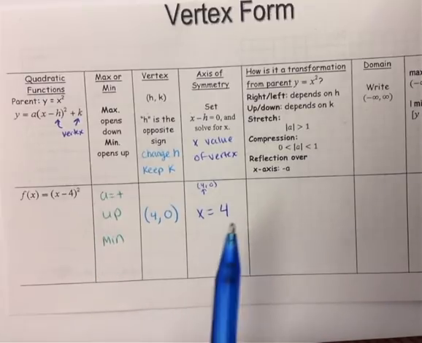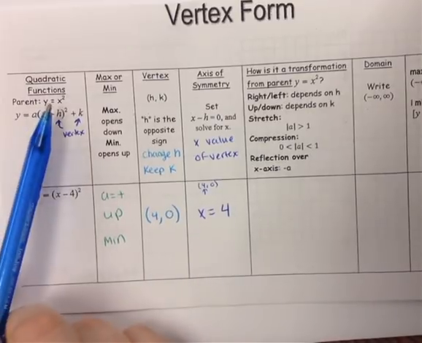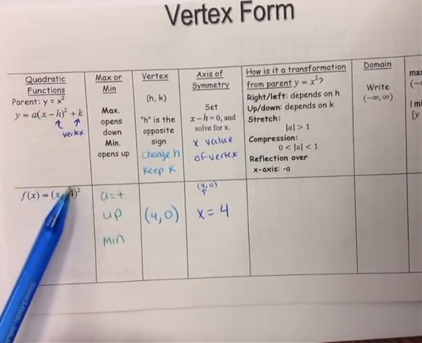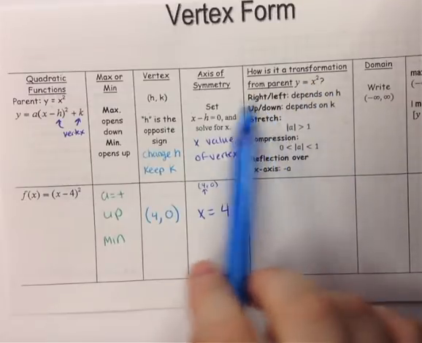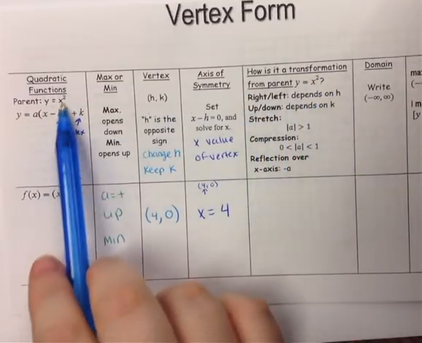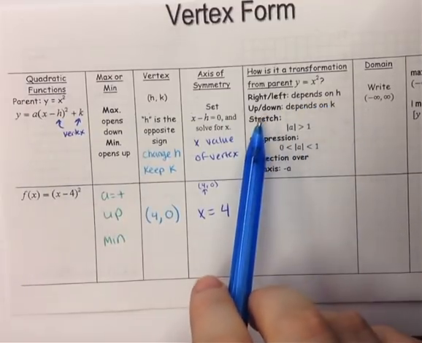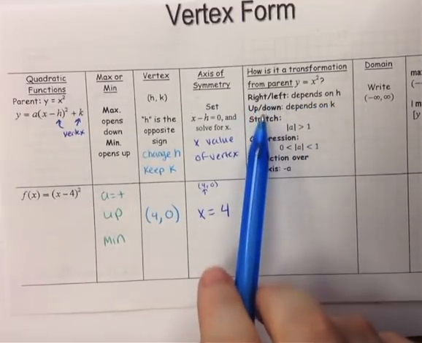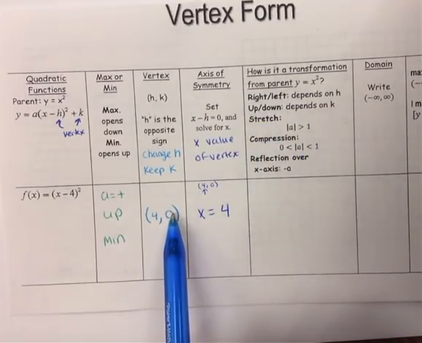What we want to do is talk about the transformations of the original parent function y equals x squared to our new function. Transformations talk about going left and right, which depends on the x value of your vertex, which is your h. You can also go up and down, which is the y values, which depends on the k, because that's the y value of your vertex.